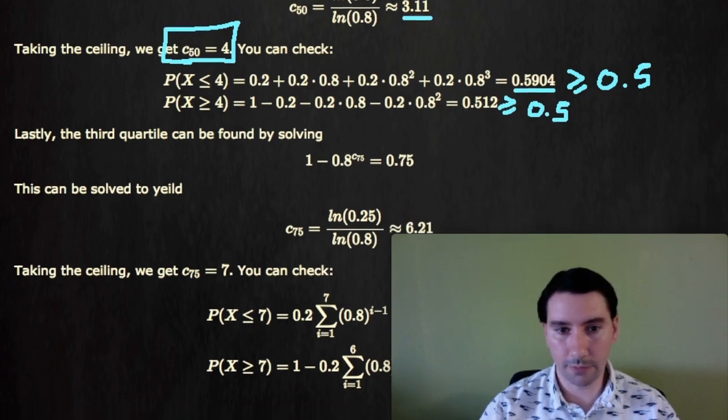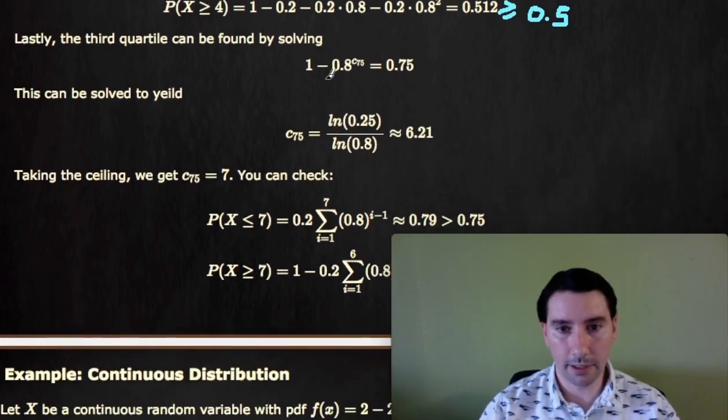And finally, we can do that for the third quartile. Again, using the algebra we've done above, we get 1 minus 0.8 to the c75 equals 0.75, and solve to get ln of 0.25 over ln of 0.8, which is approximately 6.21. And taking the ceiling, we get c75, or the third quartile, is 7.